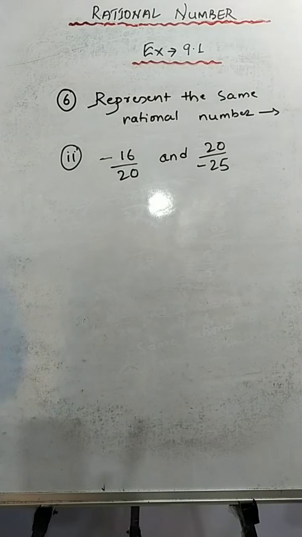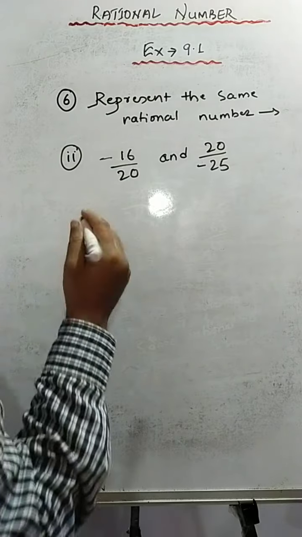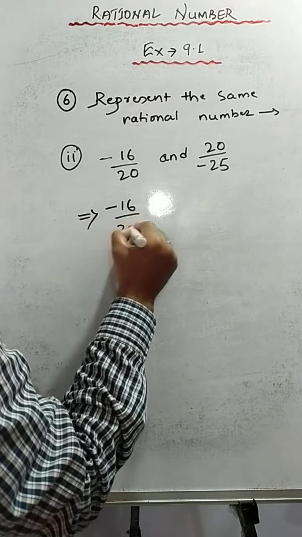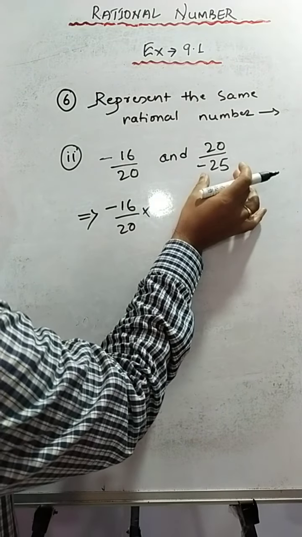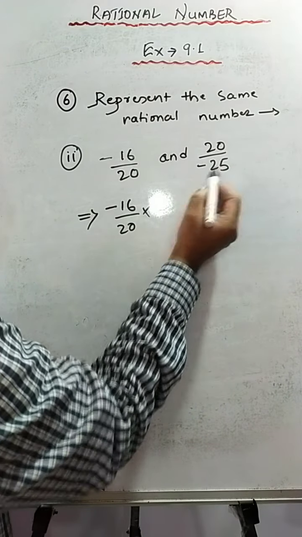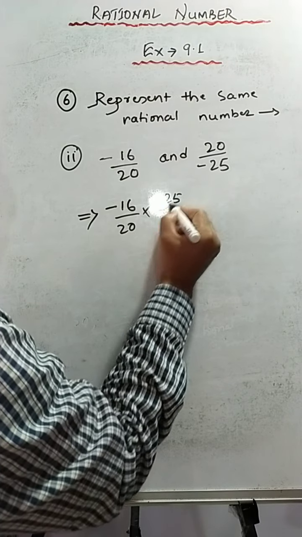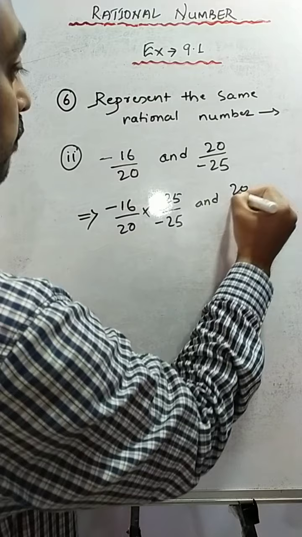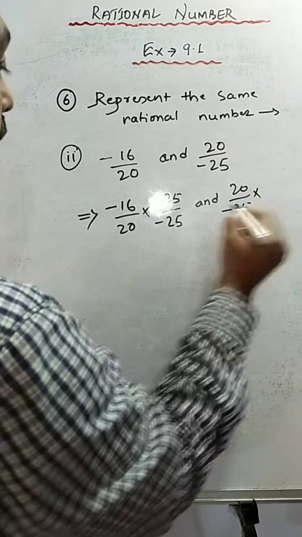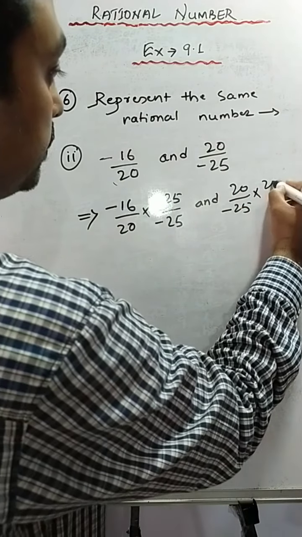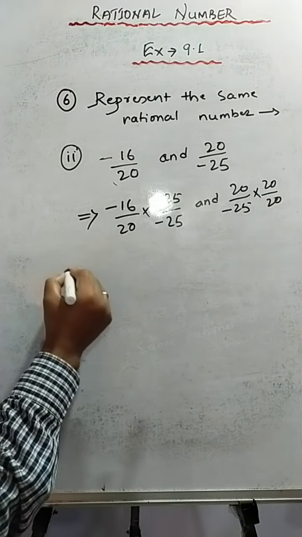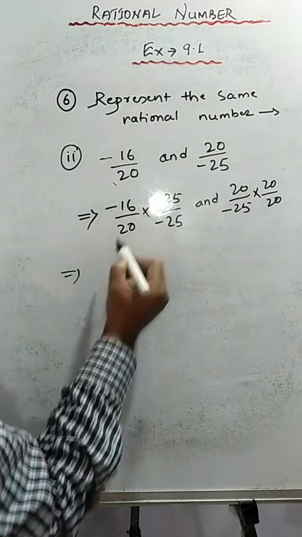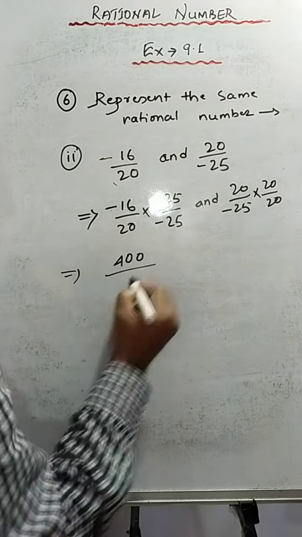So this is sum number 2 of question number 6. We'll do the same thing. That is, the first rational number is minus 16 by 20. So we'll multiply with, what is the denominator of the second rational number? It is minus 25. So we multiply with minus 25. And what we have to do with the second rational number? Yes, we have to multiply this by 20. So what answer will we get? 16 into 25 is what? 400, isn't it? So minus times minus is plus, so we'll get plus 400.